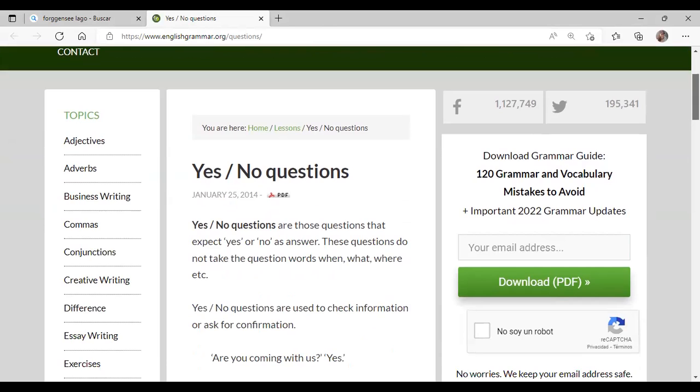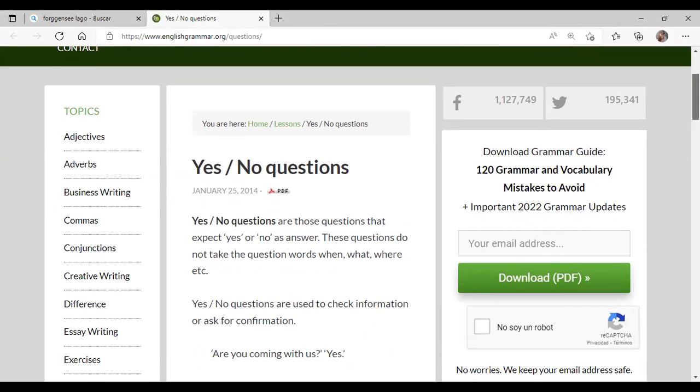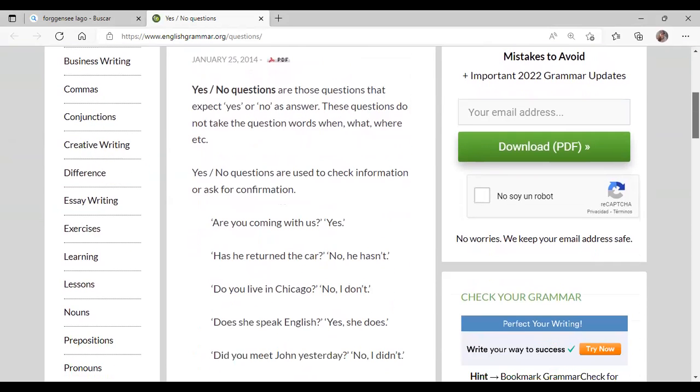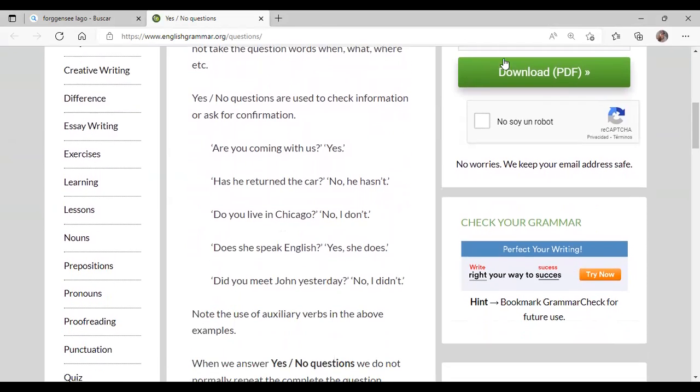Yes-no questions are those questions that expect yes or no as an answer. These questions do not take the question words when, what, or where, etc. So in this link, guys, you will see how to make yes-no questions and some examples of them. Here we have some yes-no questions in different tenses in English.